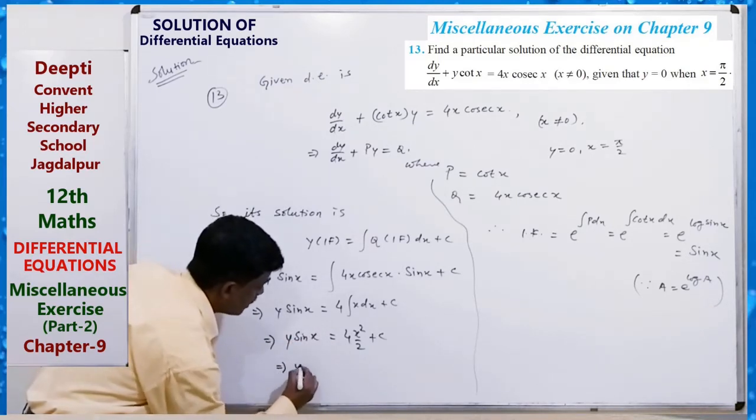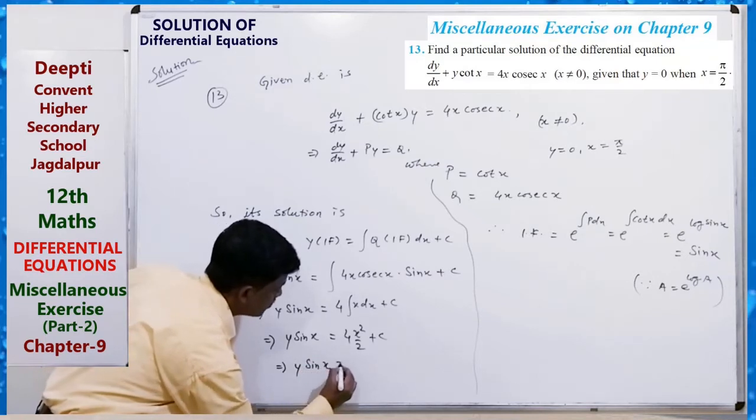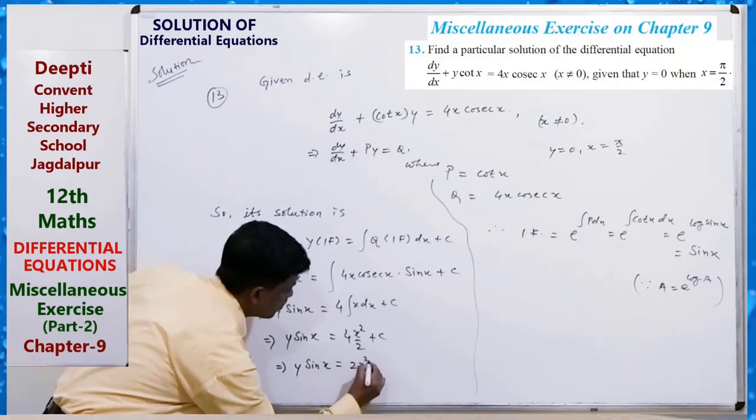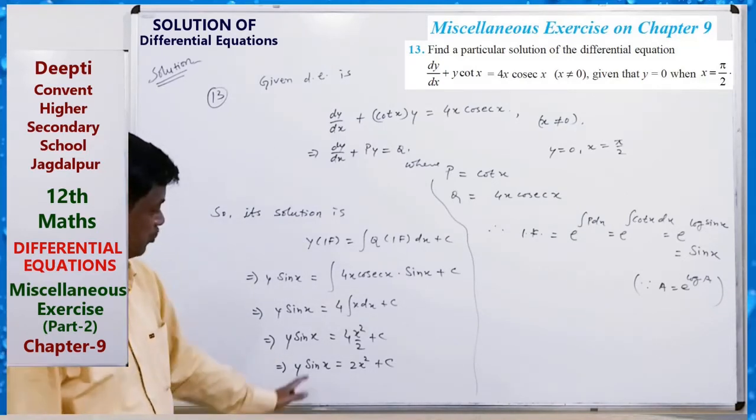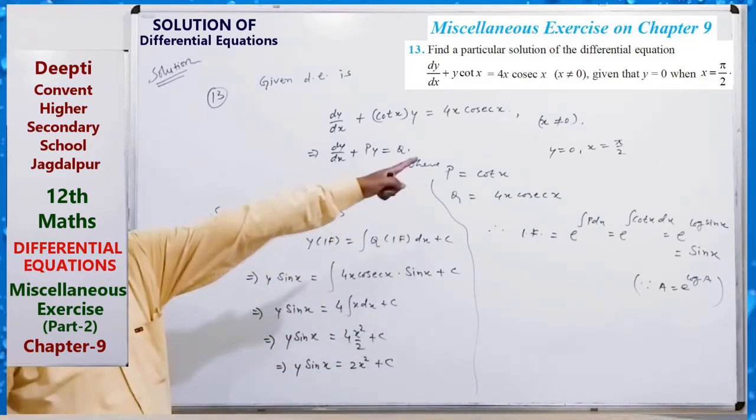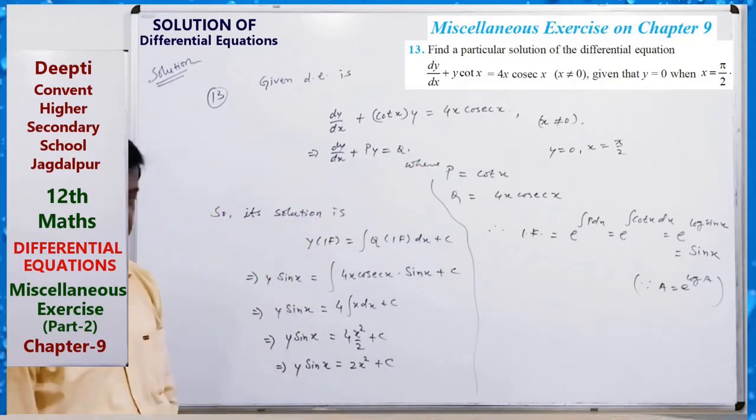So y sin x equals 2x square plus c. Clear? So this is our solution, and by using this condition we can get the constant.